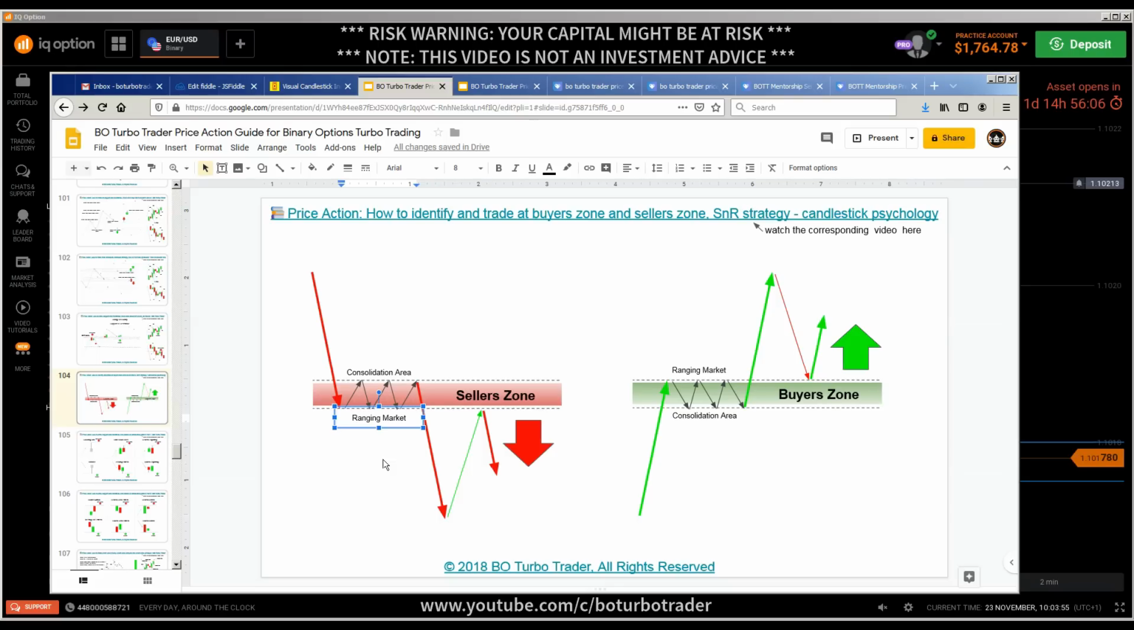The same thing applies if you have a ranging market consolidation area on the 5 minute, then on the lower time frame, on the 1 minute, you have a ranging market. That is the key. And you know how to trade the ranging market because I have explained this in the Bible, in my videos. You have to trade it at the edges.